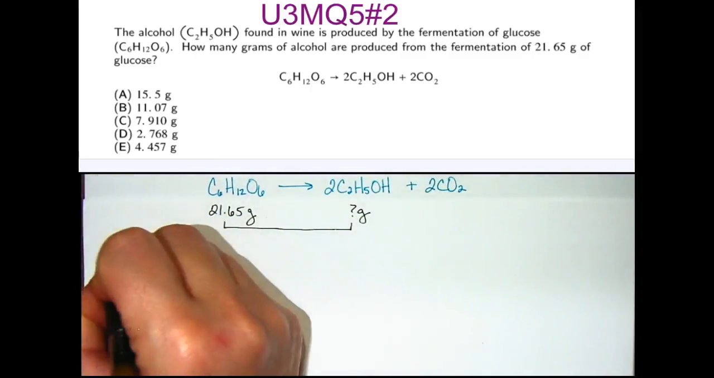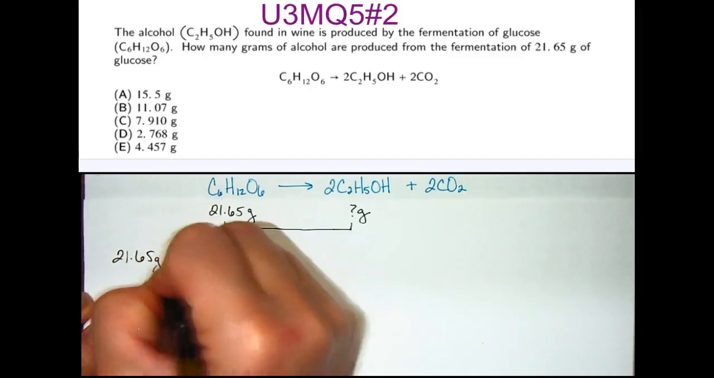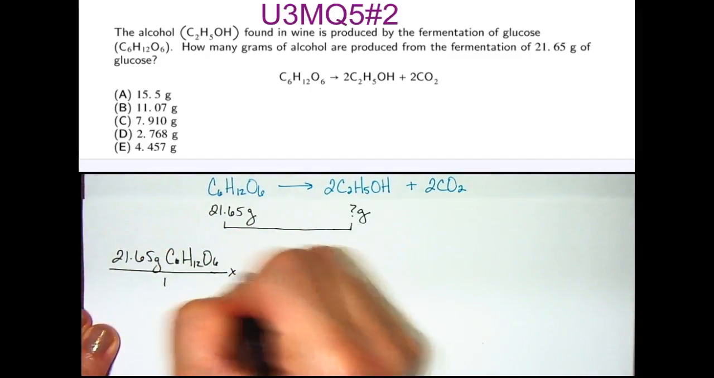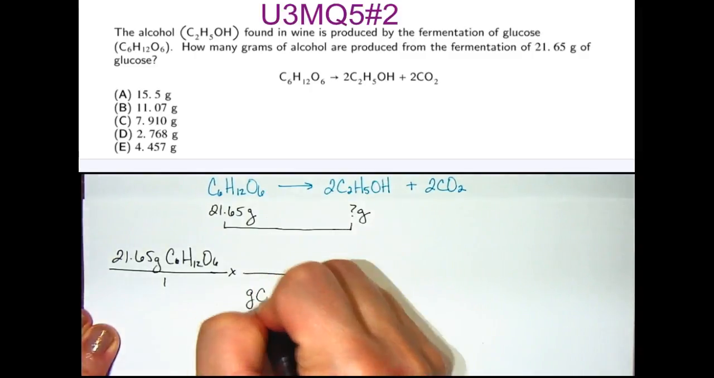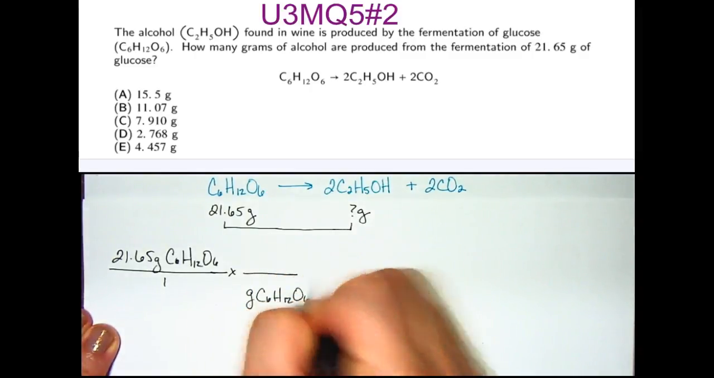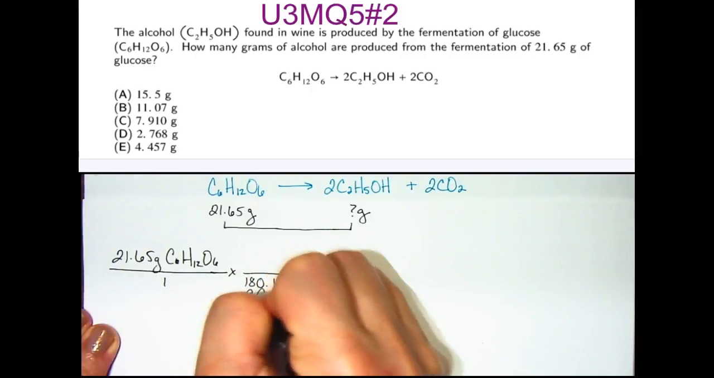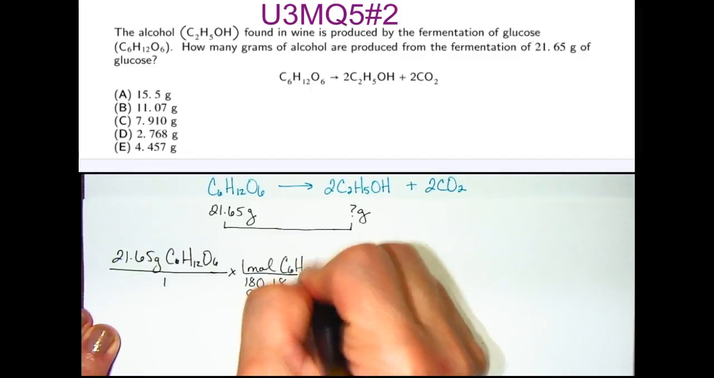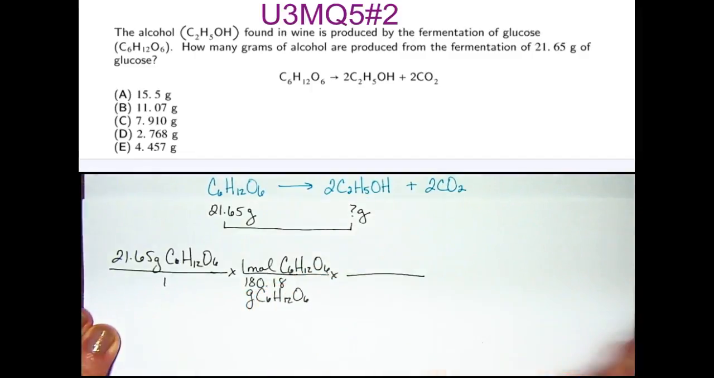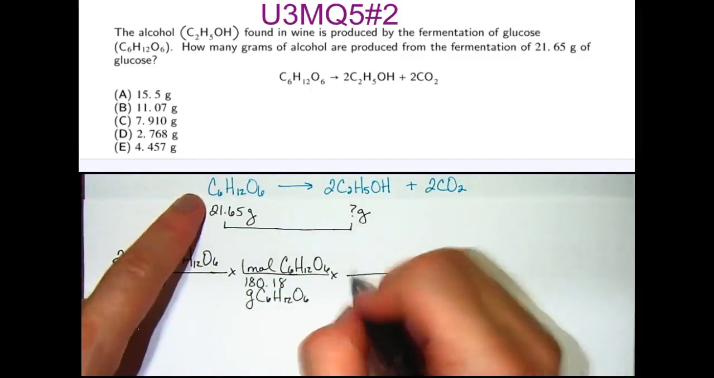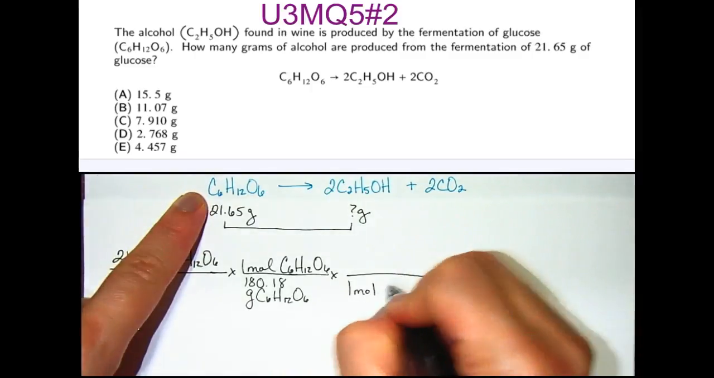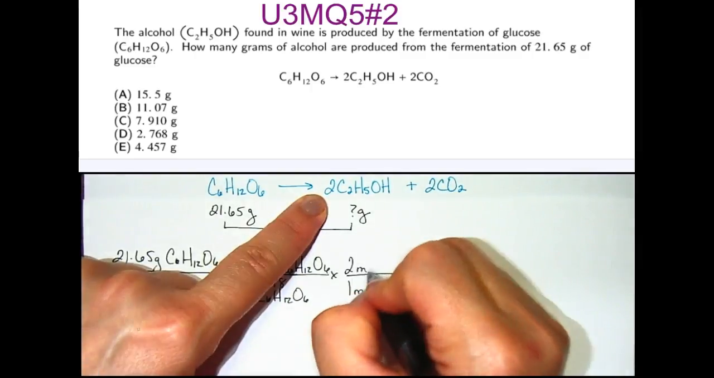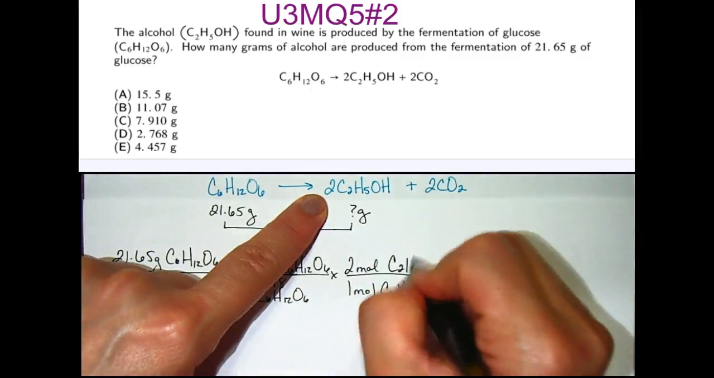I'm going to put 21.65 grams of glucose over 1. We need the grams of glucose, which we can get from the periodic table, 180.18, and that equals 1 mole of glucose. Now we can do the mole-to-mole ratio. There is 1 mole of glucose to 2 moles of alcohol.